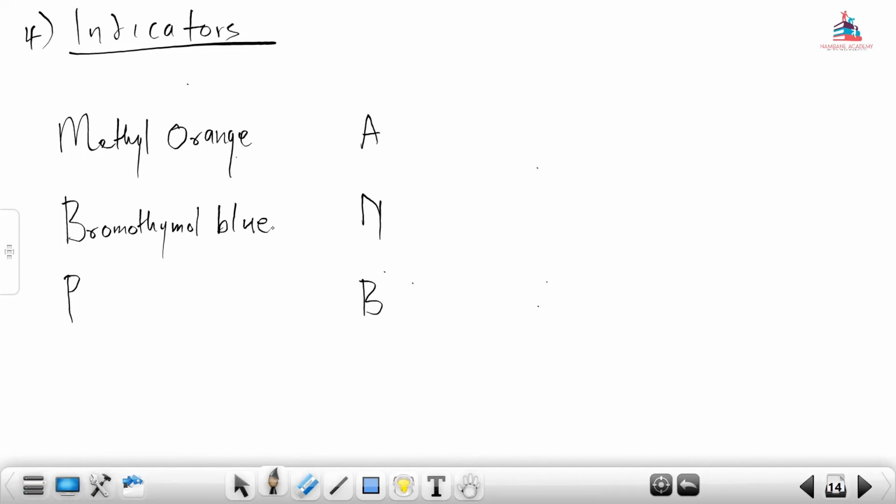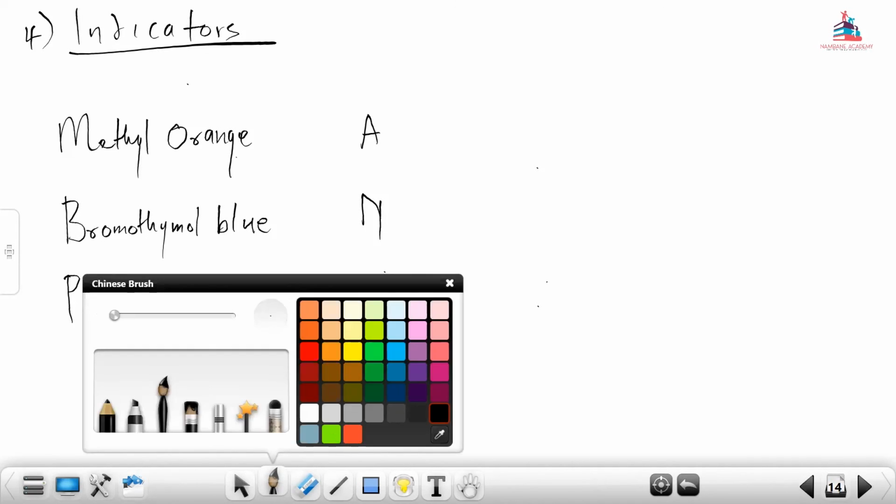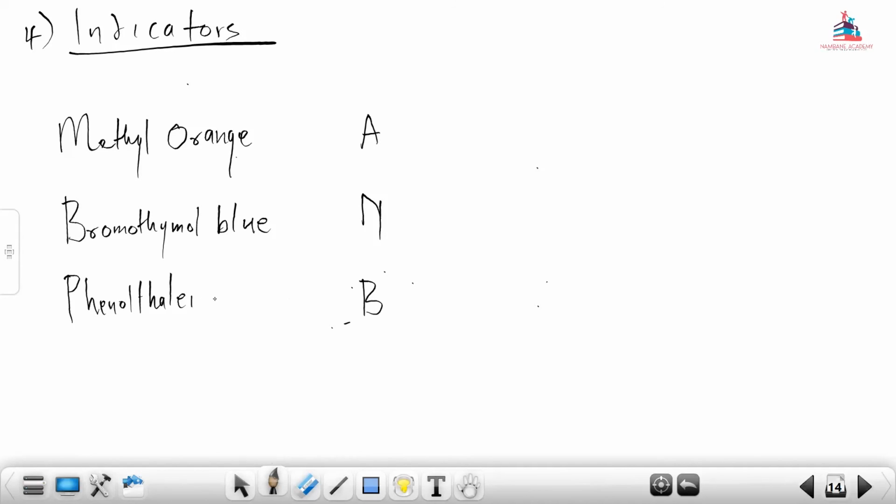And then this one will be phenolphthalein. Sorry for that, phenolphthalein. But how is this assisting me?